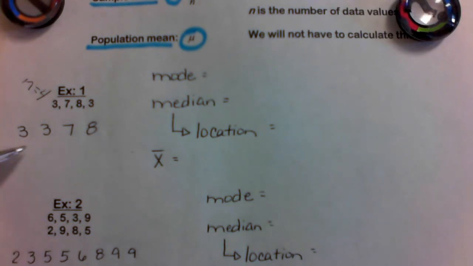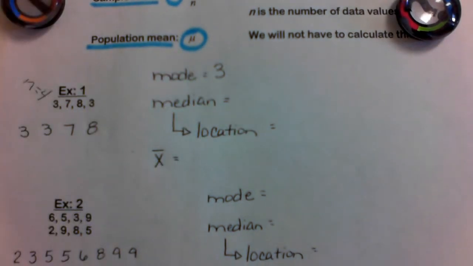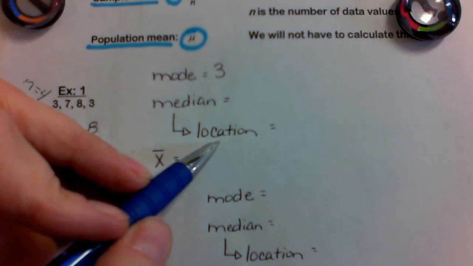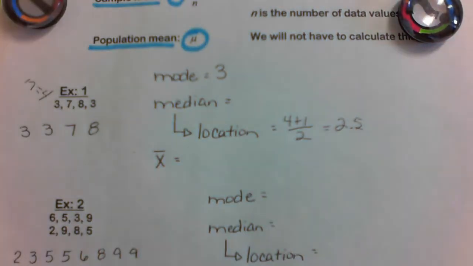So when I look at my set of numbers, I see that there are 2 3s, so the mode is 3. The median is the middle number. Now, if I wanted to find the location, I'm going to do that first. That's n, which in this case is 4. So it is (4 + 1) divided by 2. So 5 divided by 2 is 2.5. Now here's where you need to be careful. 2.5 is not your median, that's the location.